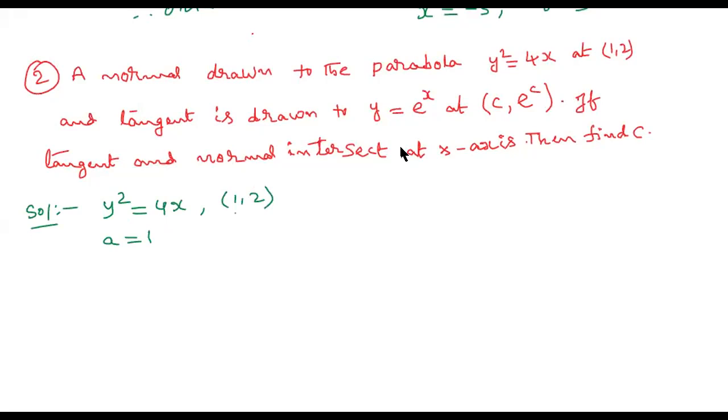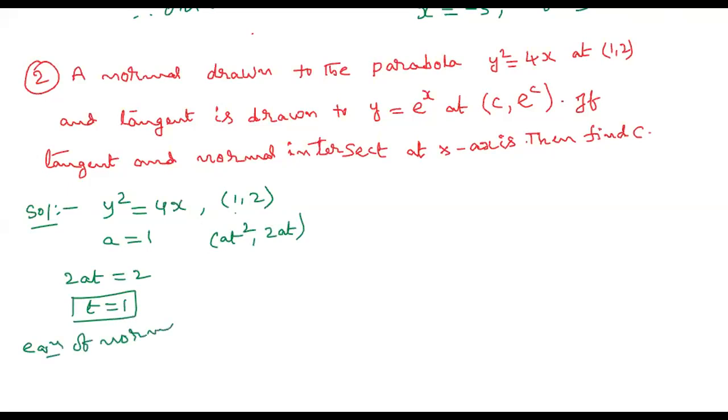So here the parametric point, what is that? 2at comma at square. This is the parametric point at square comma 2at. This is the parabola y square is equal to 4x. Now by comparing both, 2at value is 2 and a is also 1. We get t is equal to 1. Now what is the equation of normal in parametric point?